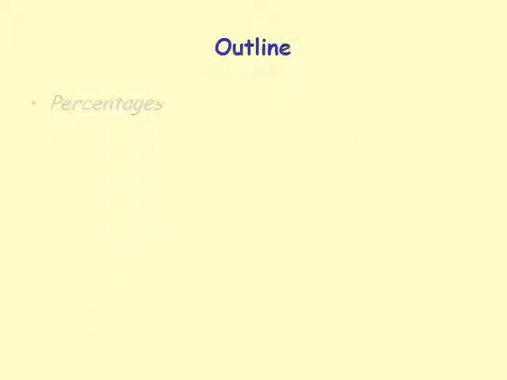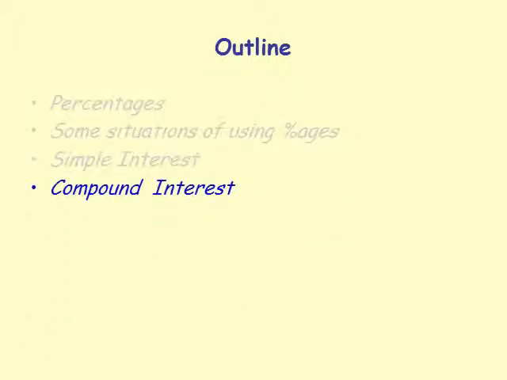Now we look at the next section, and the next section is compound interest. We have already discussed percentages and some examples, and also we'll see simple interest and compound interest, and what that is. Investment returns and discounts will be discussed later.